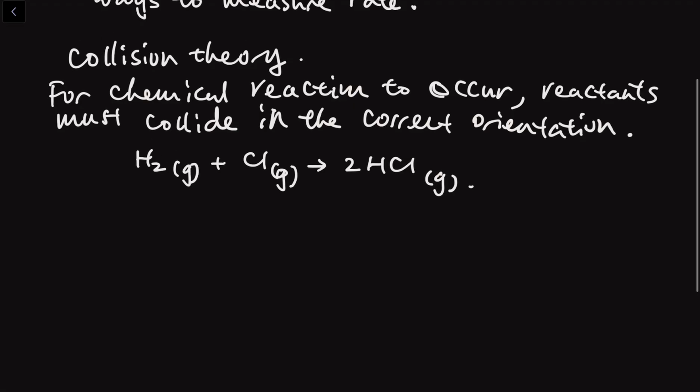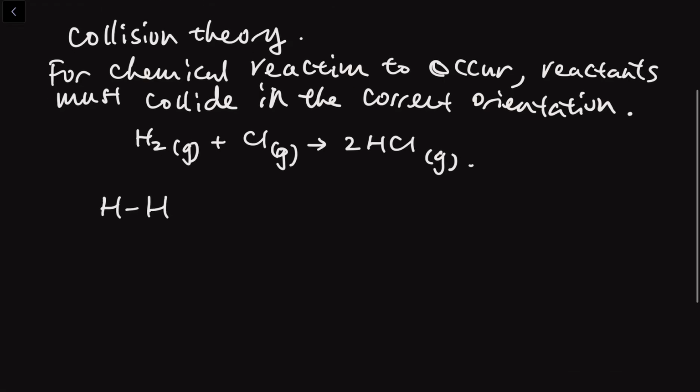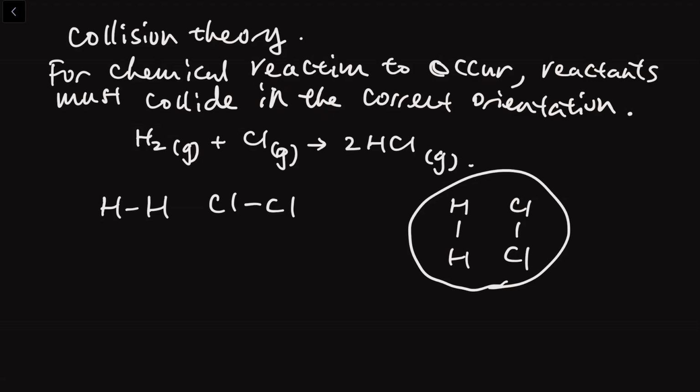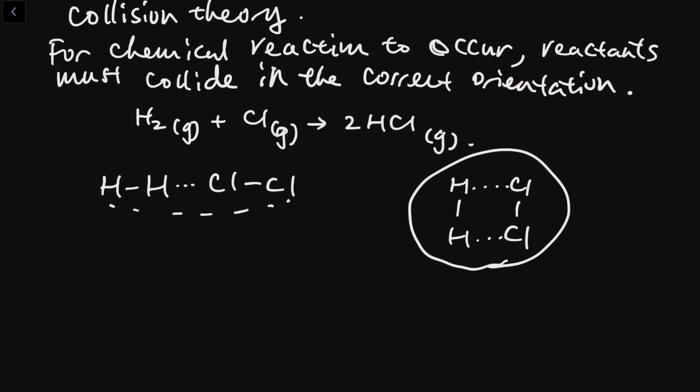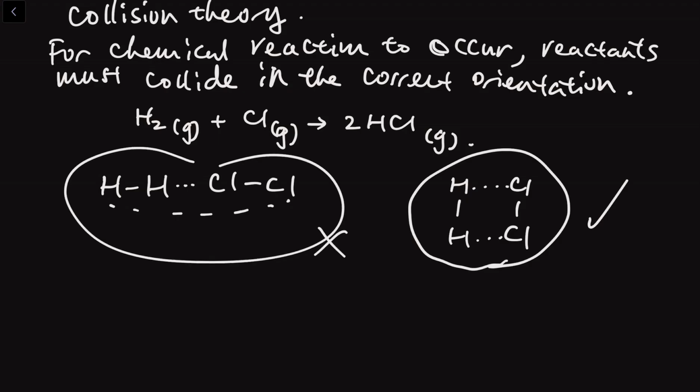So let's look at two different arrangements. So this is one potential arrangement, and this is another potential arrangement. Which arrangement is easier to form HCl? Well, this reaction is much easier. See, if they collide, the bond can form very easily. Whereas for this one, if you collide, then it's difficult for the chlorine atom and hydrogen atom on the side to react. So only this orientation would result in chemical reaction, and this one would not result in chemical reaction.